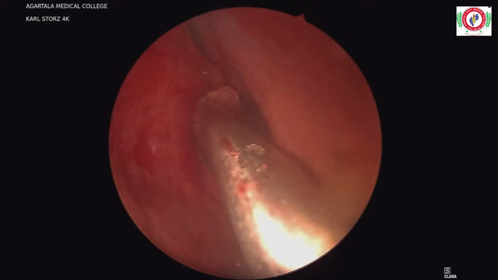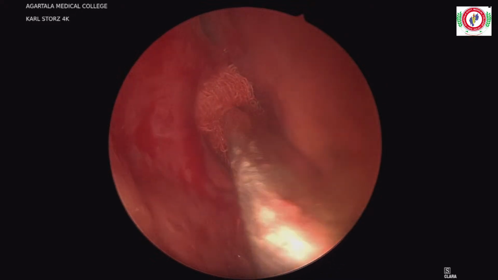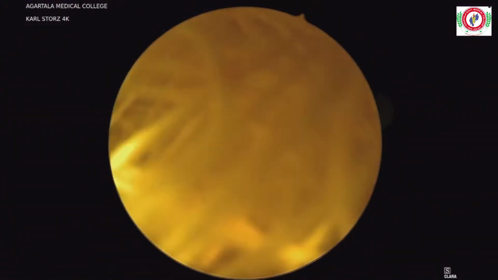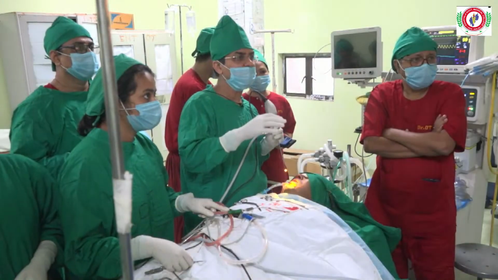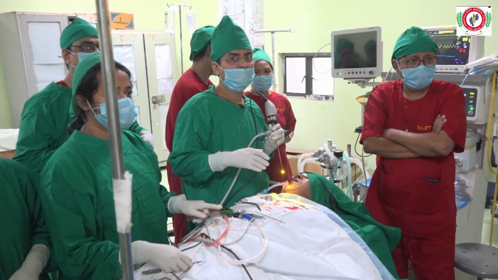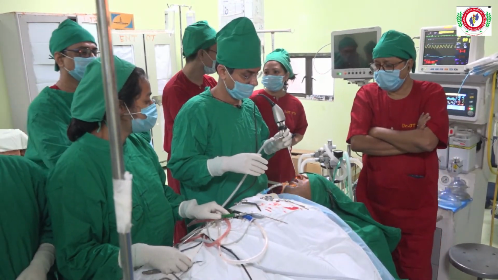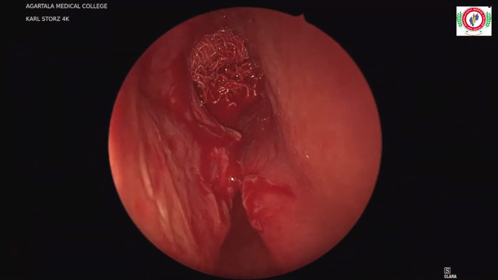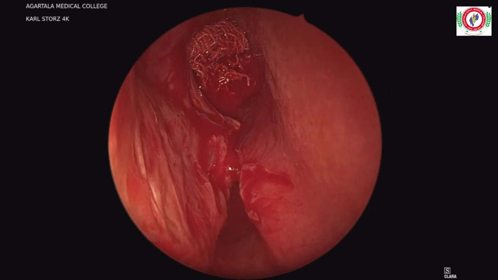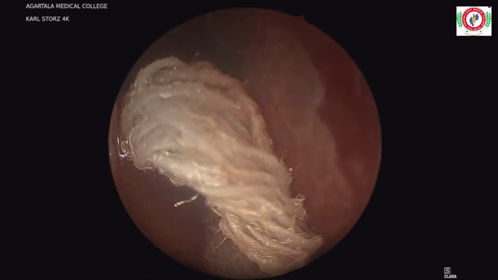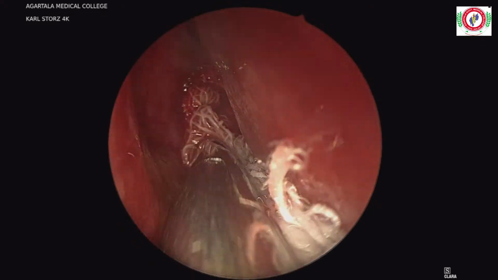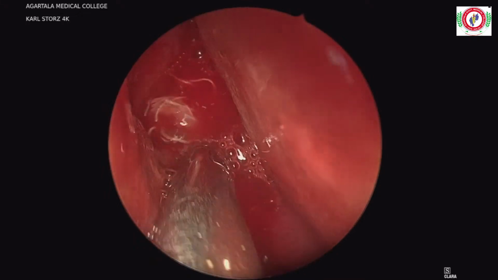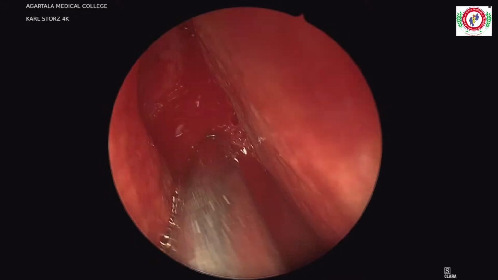So can you please reduce the BP? The BP has increased. That's why it is bleeding a little more. BP and heart rate both are very high. Just maintain the BP a little, okay? Give me one more pack till then.